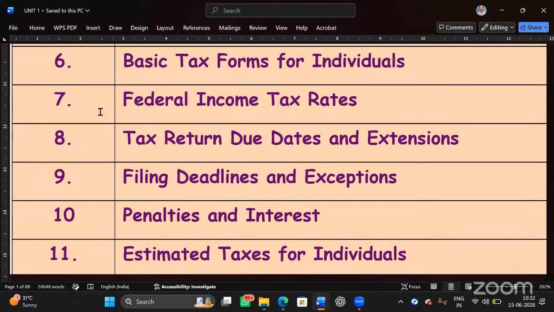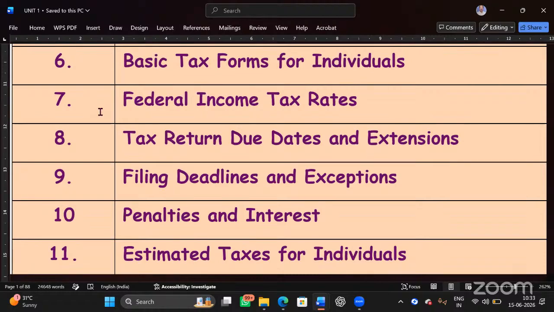For filing, some due dates are there. Generally, the due date is April 15th of the subsequent year. Sometimes we can request the department to extend the time because information is not readily available for filing of the return. Then the department allows the taxpayer to extend the time for filing of the tax returns. Up to what period? Under what circumstances will the time be extended?